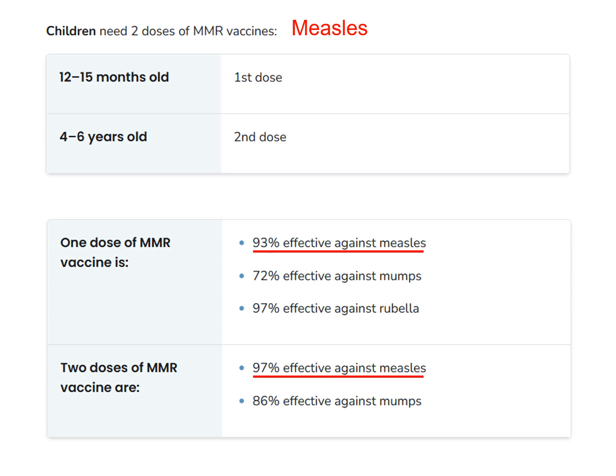So the vaccine for measles is a 2-dose vaccine. The first dose is around 12 to 15 months, and the second dose is between 4 and 6 years old. One dose for the measles is 93% effective against the person acquiring measles. 2 doses of it is even better. Now it is 97% effective against the measles. So this is a 2-dose regimen to make the person immunized.